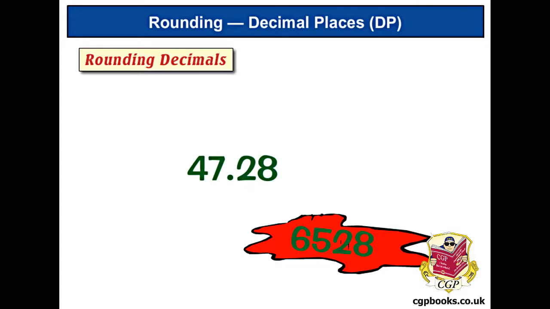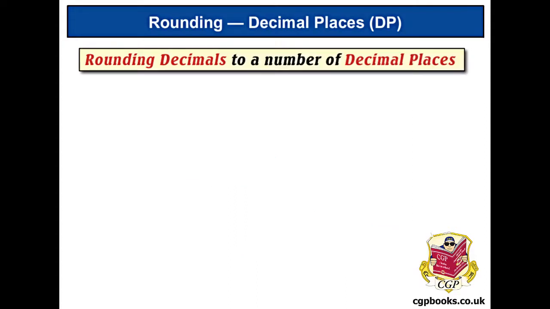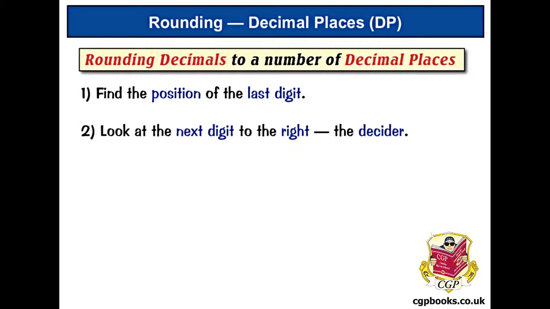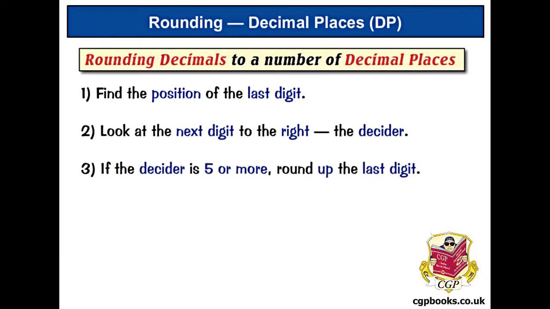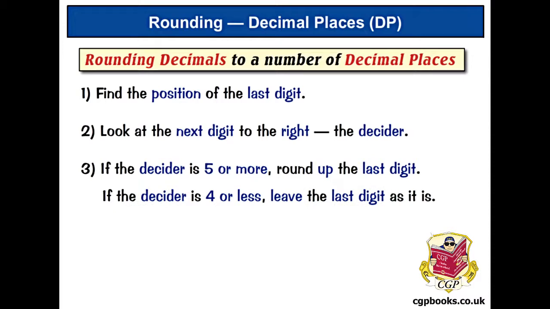So here we go. To round to a number of decimal places. First, find the position of the last digit. So that's the last decimal place you want in the rounded number. Then look at the next digit along to the right. This is the decider. If the decider is 5 or more, then round up the last digit. But if it's 4 or less, leave the last digit as it is.